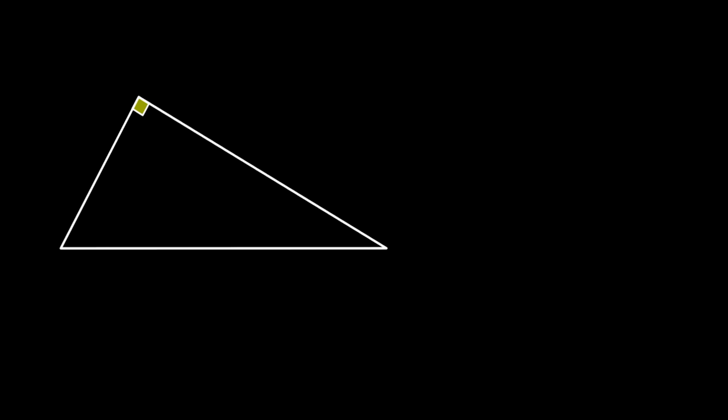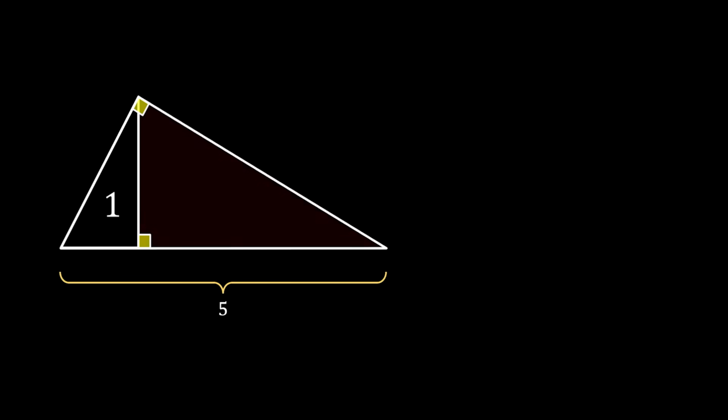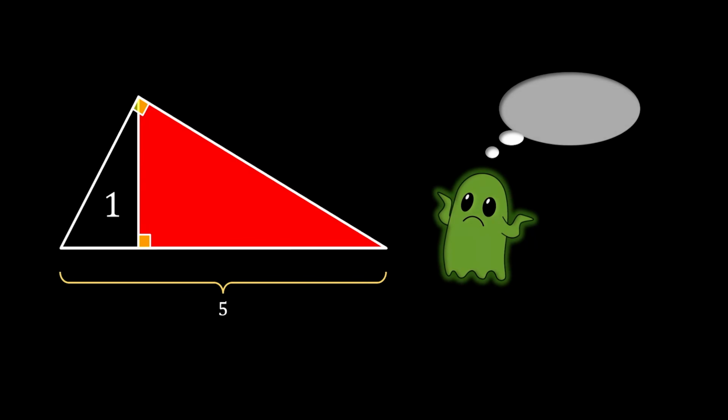We will start our problem with a right-angled triangle with the hypotenuse of 5. And we will pull the height of this triangle from its apex, and in this way we will divide it into two right-angled triangles. Let's say that the left triangle has the area of 1. The question is, what is the area of the right triangle?